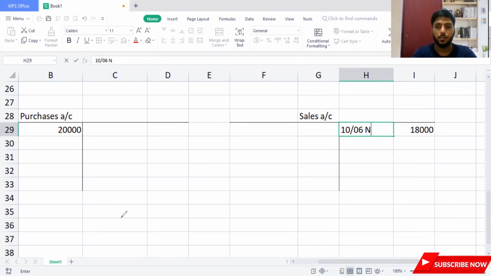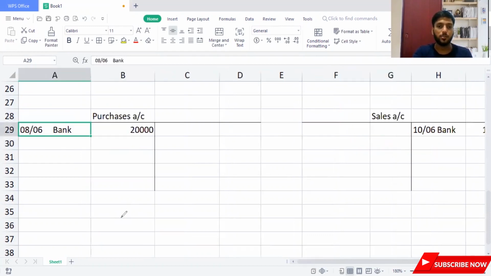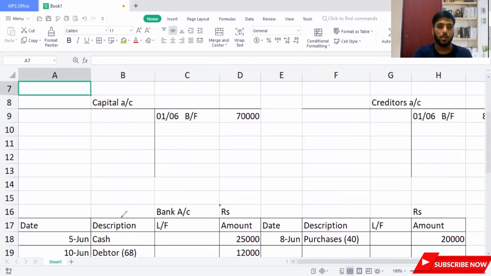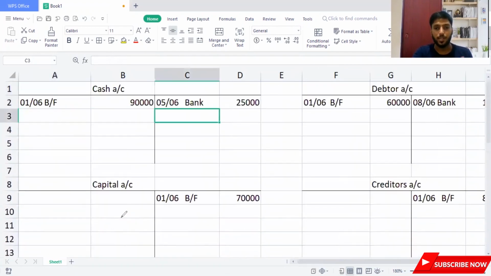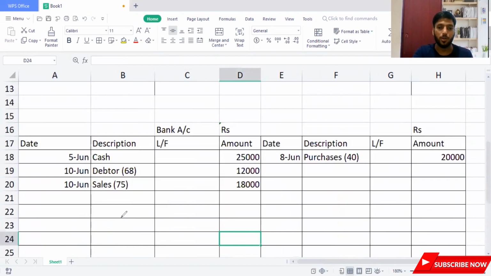So I never said cash. I just directly said bank. You can also do it like this. Either you can put cash here and transfer this amount to the cash account. After that, you should credit the cash account and transfer that amount to the bank account. That's also still practical. Some school teachers do that, and it's still practical. It's correct.